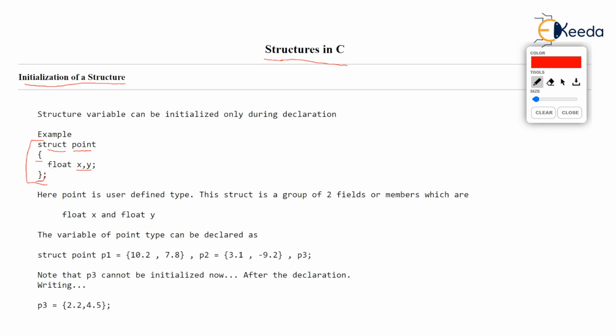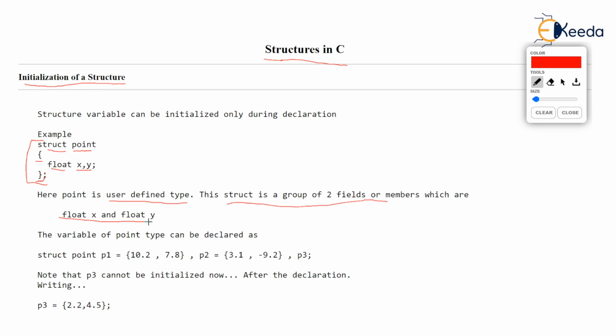Now, you know that declaring this structure is not enough, because declaring the structure called point has only created a data type called struct point. You have to make variables. By the way, here point is a user defined data type, isn't it? From earlier videos we know. This struct is a group of two fields or members, which are float x and float y. But right now there aren't any variables stored in the memory.